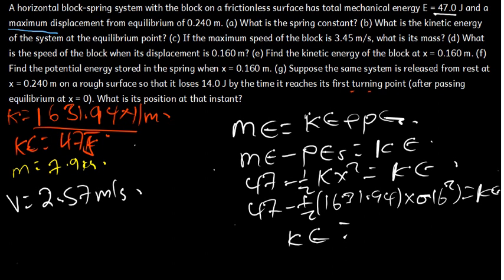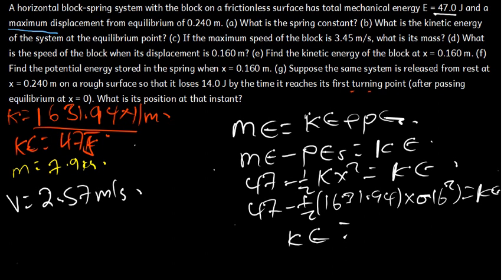let me first find the elastic potential energy. So I'm going to say 1631.94 times 0.16, I square it, then this divided by 2 because that is the same as times 0.5. Okay, then I'm getting 20.8. So 47 minus what I'm getting there. Okay, so I'm getting my answer to be 26.